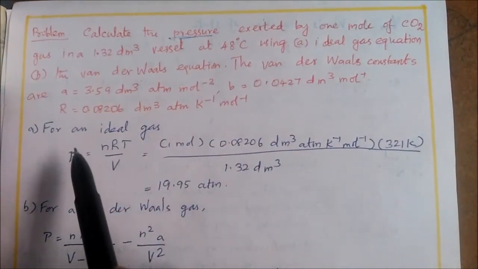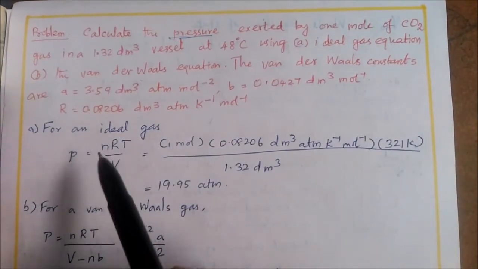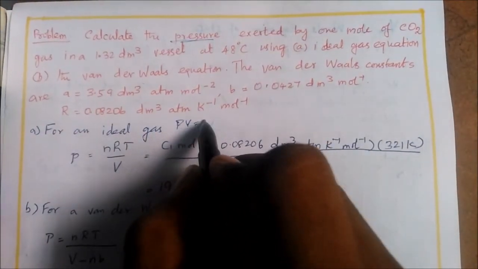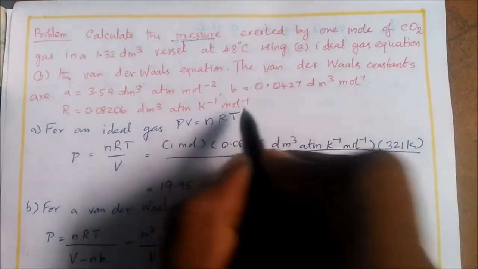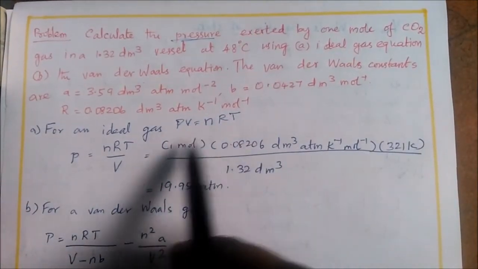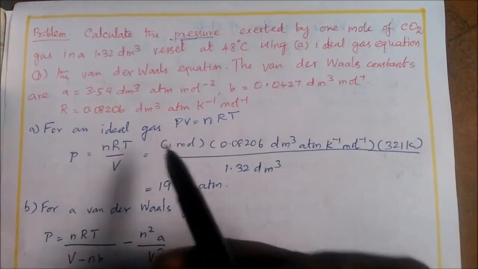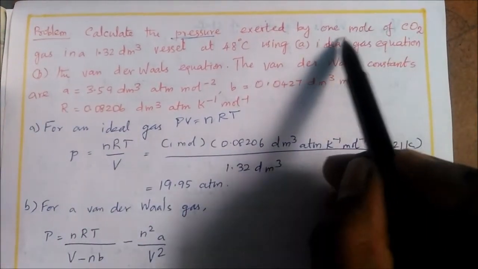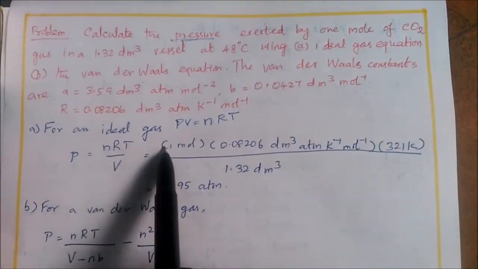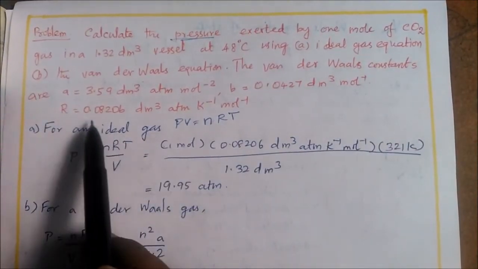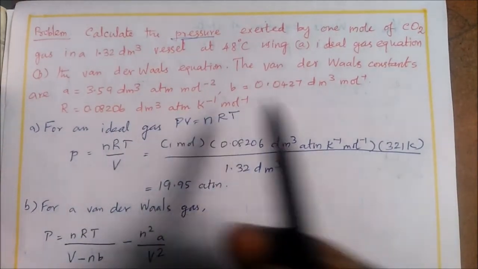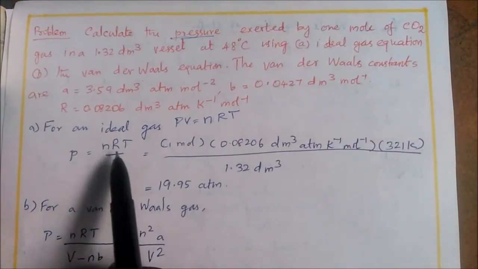So first let us solve the problem for ideal gas. For an ideal gas, we should know the ideal gas equation PV is equal to nRT, and the pressure is asked, so the problem will be nRT by V. So how many moles? 1 mole of carbon dioxide. N is the number of moles, so 1 mole we have substituted. R is the gas constant 0.08206 decimeter cube atm Kelvin inverse mole inverse, that we have substituted here.